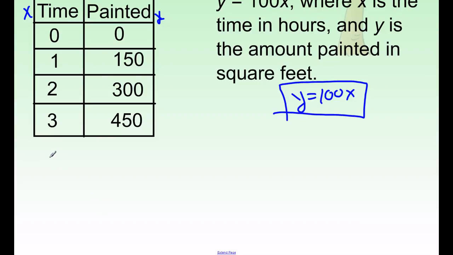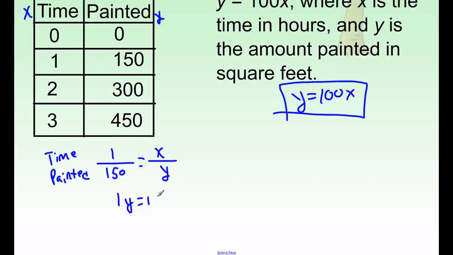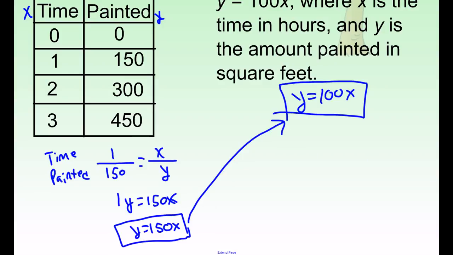I'm going to use that proportion because this is a proportional relationship because it's constant. So if I say time and painted, I'll pick a value that's not the zeros, because the zeros don't help me out here. So 1 unit of time is 150 painted, x, y. Cross multiply: 1y equals 150x. And if I divide by 1, I'm going to get the same thing. Y equals 150x. Okay, so Matt paints faster than Joel.